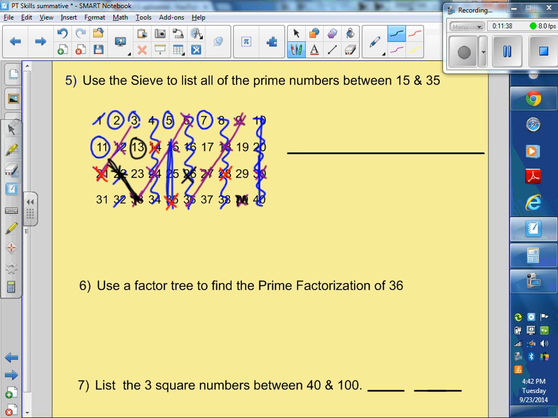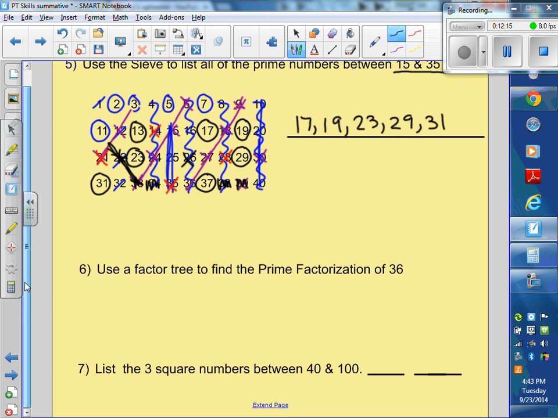The next prime number is 17. Circle it. Double it. It's an even number, so that's already gone. 19. Double it, 38. Since 19 is past halfway to 40, everything left is a prime number. So those are all the primes, and the question's asking for primes between 15 and 35. So the first one is 17, then 19, then 23, then 29, and 31.